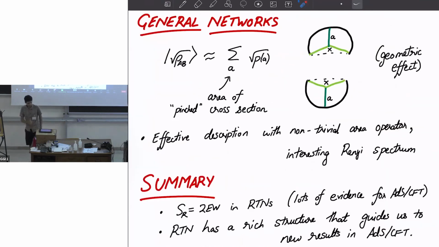So this was for a simple network. For a more general network where you have these non-trivial tri-way cuts, effectively what you get is that the state is a superposition now over different values of the cross section. You can have these X regions which pinch the cross section, and so there's a non-trivial tri-way cut, and you have a sum over different values of the cross section. Which is more of a geometric effect.